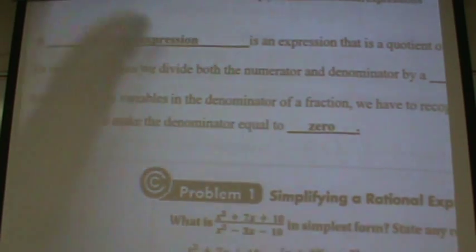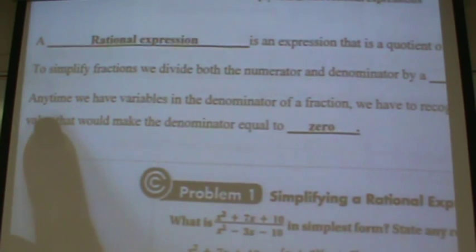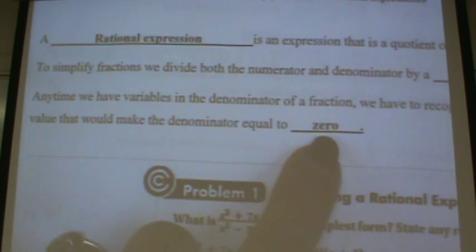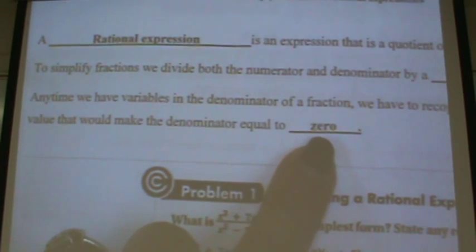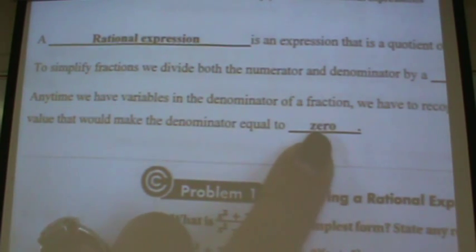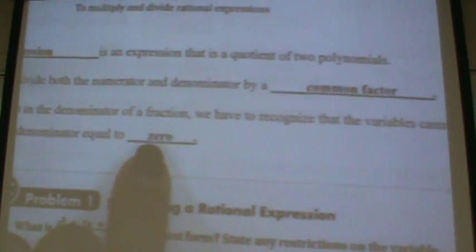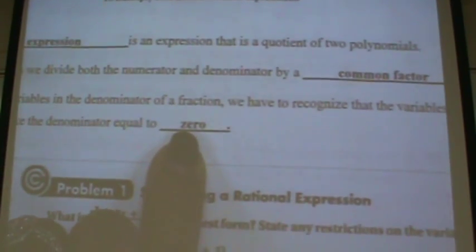Okay, the other thing you're going to have to do is look at the denominator. Any time you have a variable in the denominator, you're going to have a restriction. We want to eliminate any number that is going to cause you to have a 0 in the denominator.